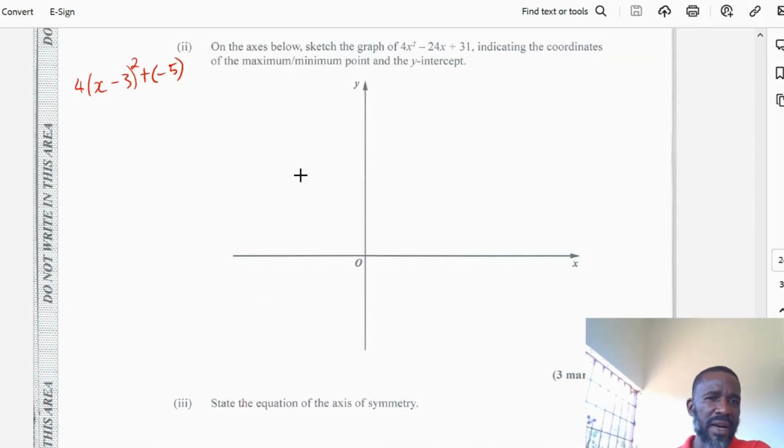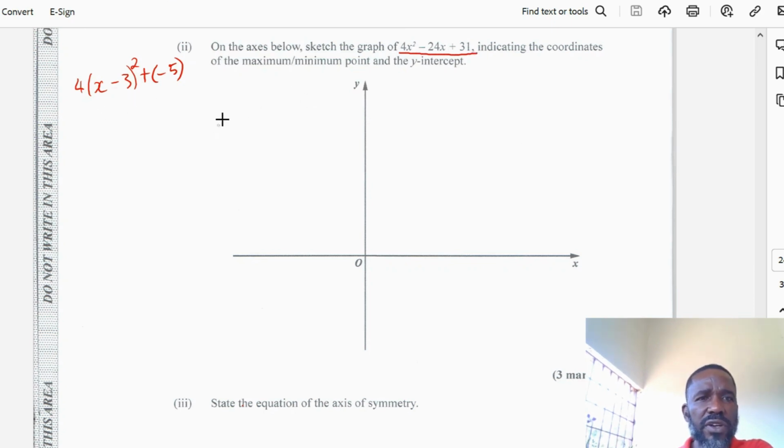Continuing with question 8 of the January 2024 paper. In the first part of the question, we were asked to write the quadratic expression in this form, and so we have done it.